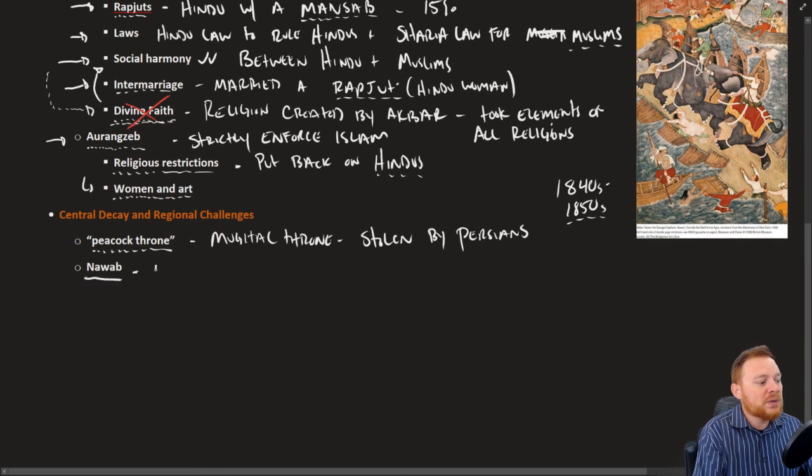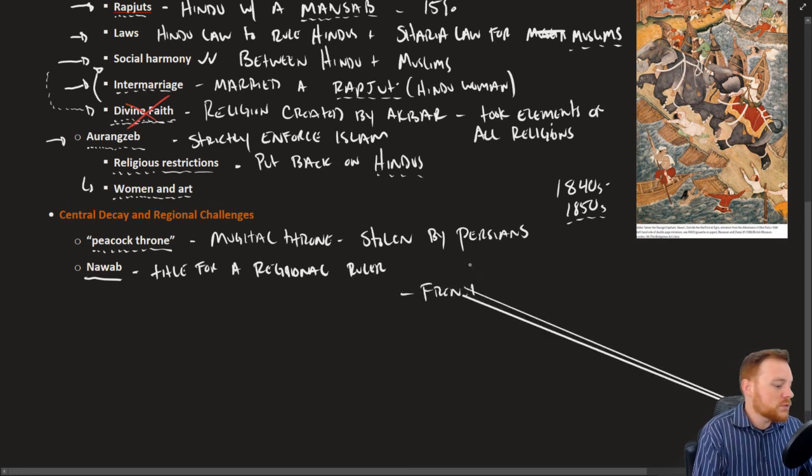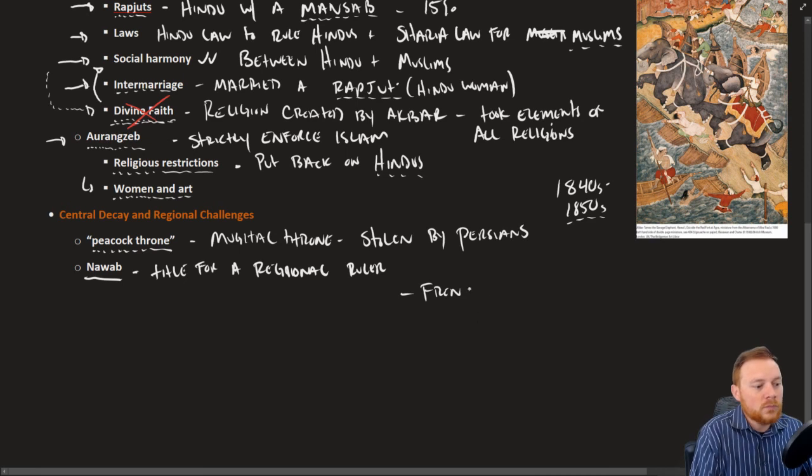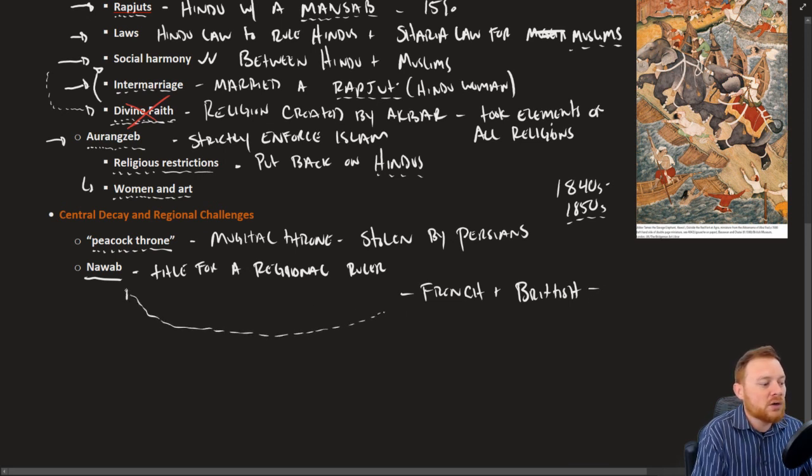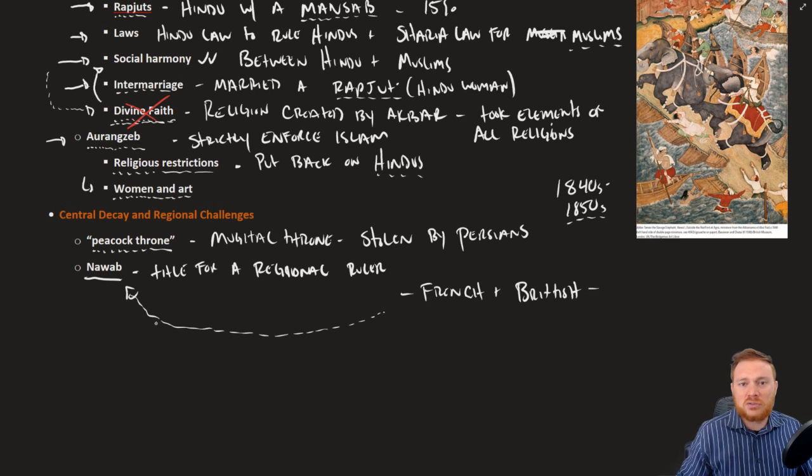A Nawab is a title for a regional ruler. And when the French and British push more into India, they're not really dealing with a strong Mughal state, but instead are dealing with a lot of these independent rulers who have asserted authority in the absence of a strong central state in the Mughals.